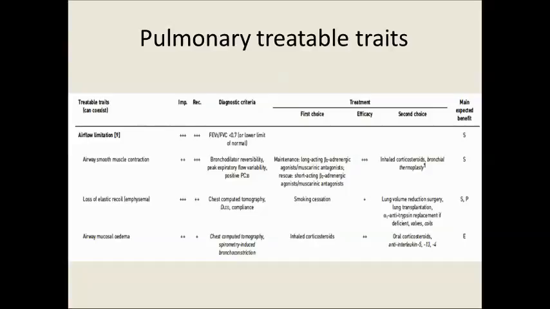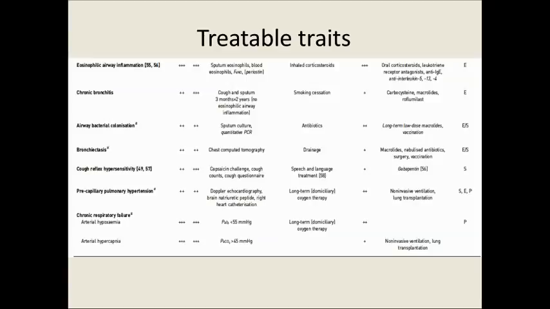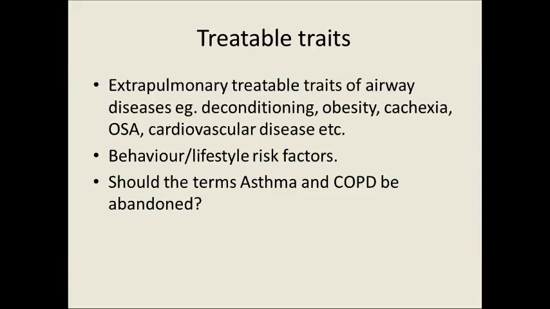The pulmonary, he looks at various things like airflow limitation, including what I've listed, yes, smooth muscle contraction, you treat that trait. Loss of elastic recoil, you treat that trait separately. Airway mucosal edema. There's not enough time to go into each one of these in detail, but I suggest you look at this article. It is very interesting reading. And then he looked at eosinophilic airway inflammation. If it's high, anti-inflammatory in the form of inhaled corticosteroids, chronic bronchitis, bacterial colonization, rather go for antibiotics, etc. All right, so he lists all the different treatable traits, and one could shorten or expand this list.